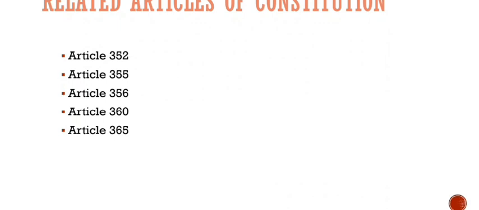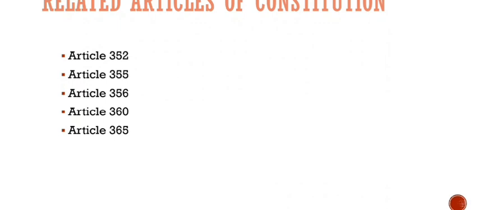What would be the grounds for this proclamation of President's Rule? One is mentioned in Article 356, right? And another one is mentioned in Article 365, right? According to Article 365, whenever a state fails to comply with any direction given by the center, as we know, the center gives some directions to the states, and states have to comply with those directions of the center.